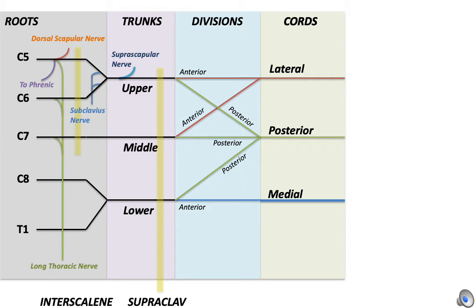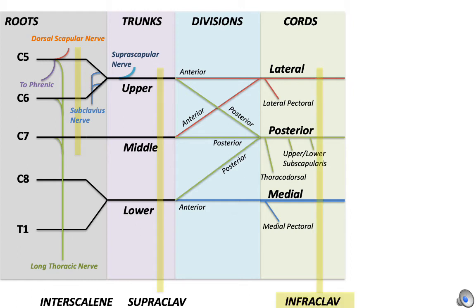Here, the cords give off some notable branches to nearby muscles. The lateral and medial pectoral nerves branch off of their respective cords at this point in the plexus to supply pec major and pec minor muscles. The posterior cord gives rise to three nerves: the thoracodorsal nerve, upper subscapularis, and lower subscapularis.